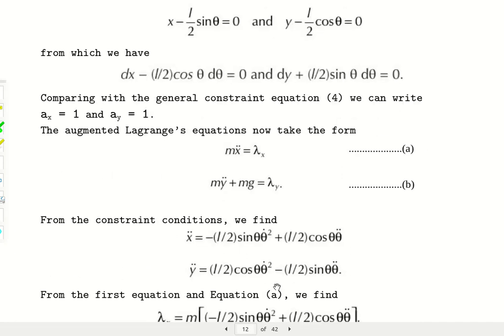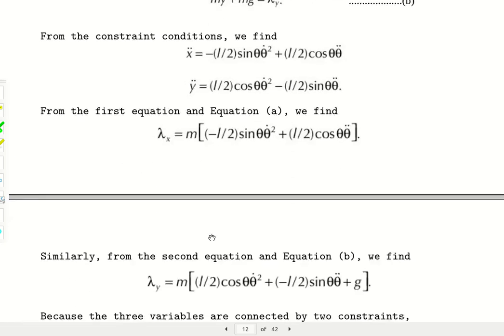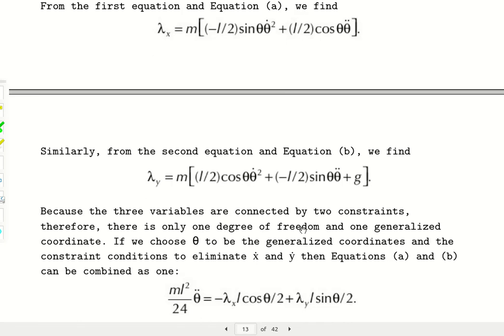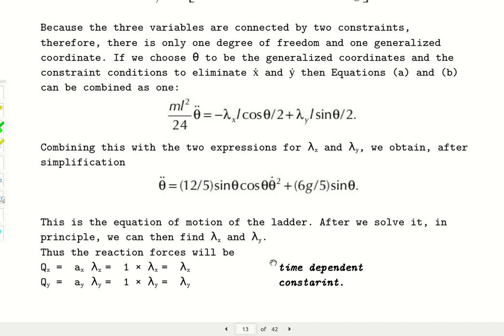So proceeding in a very straightforward manner, you can find lambda x and lambda y, which are again functions of time, and it can be solved out. Not solved here, but how to solve it is written here.